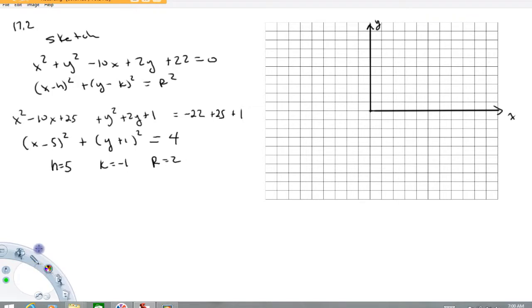I'm going to go ahead and put the center in, but I'm going to put it in a different color. It's not actually part of the graph of the circle. So 5, minus 1. 1, 2, 3, 4, 5, minus 1. All right, so there's our center. Now, because the radius is 2, that means if I go 2 to the right, 2 up, 2 to the left, 2 down, those are all points on the graph.